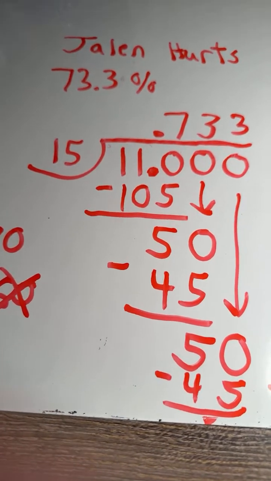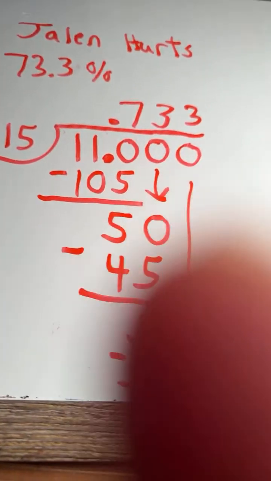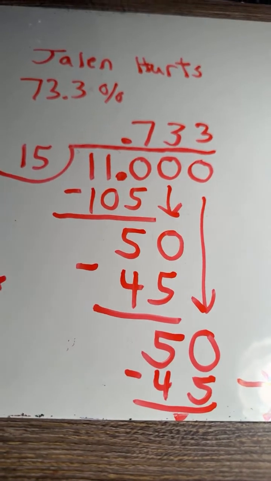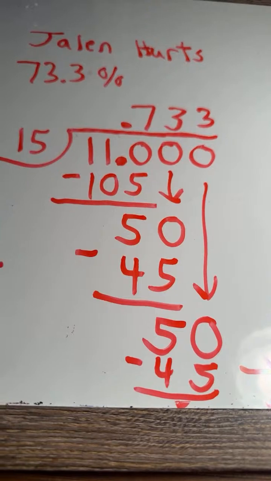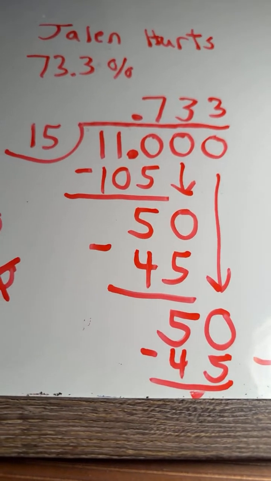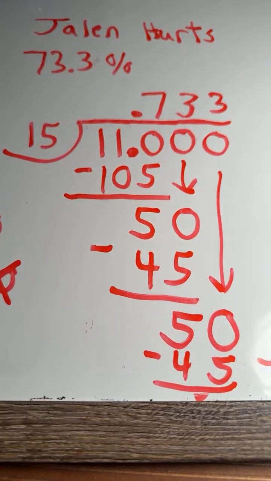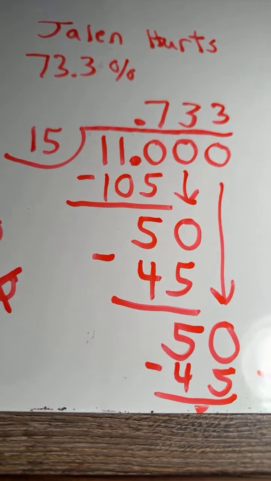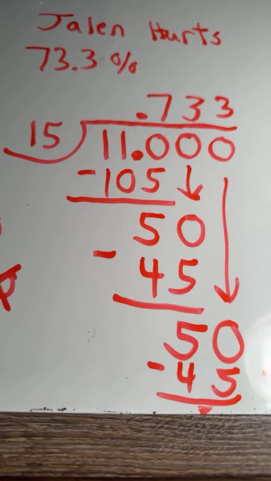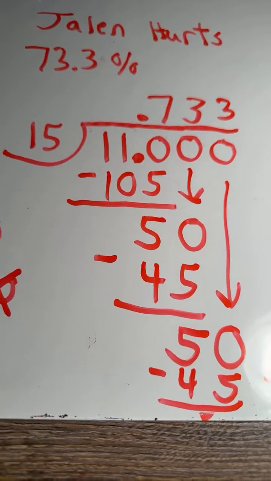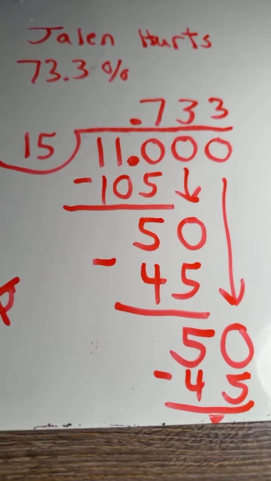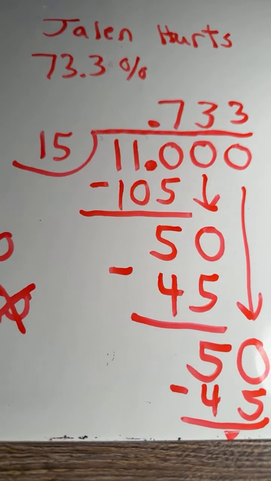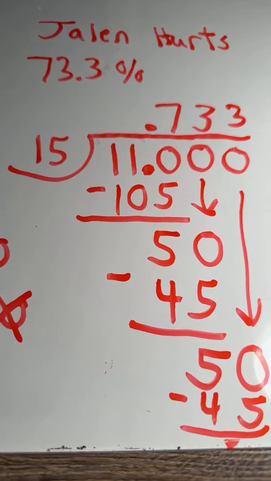So Jalen Hurts' completion percentage for the first half is 73.3%. So far, clearly the Philadelphia Eagles are having a much better game, and their quarterback's playing a lot better. Their quarterback is completing 30% more of his passes than Patrick Mahomes is, and he's more completions and a better completion percentage. So Patrick Mahomes needs to step his game up for the second half.